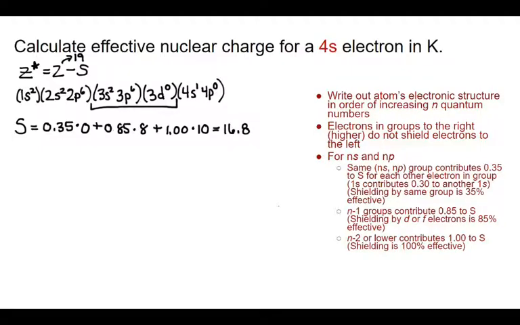All right, so then to calculate Z star, we take 19 minus 16.8 equals 2.2. So that valence electron in the 4s orbital only feels approximately 2.2 units of the nuclear charge, even though there are 19 protons in the nucleus.